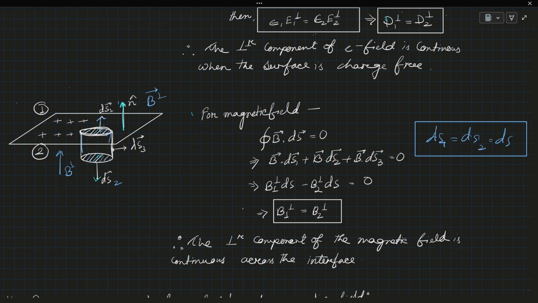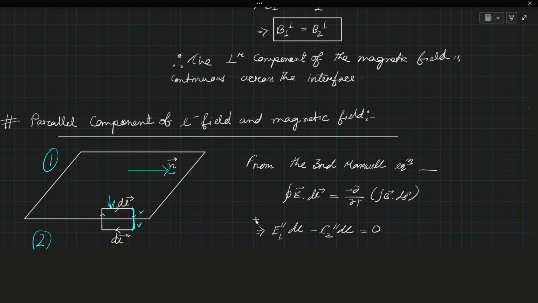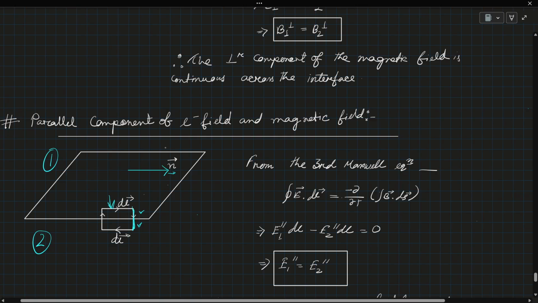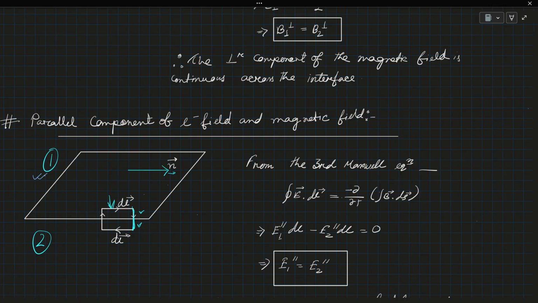And now, how do the parallel components of the electric field and magnetic field behave across a medium? Now let's see that. In order to see how the parallel components of the electric field and magnetic field behave across a medium, we are going to do the same thing. As you can see, I have considered these two media, medium 1 and medium 2, and this parallelogram represents the interface.